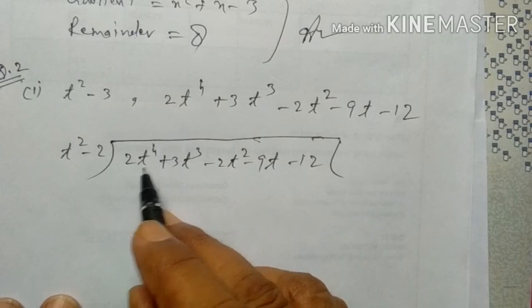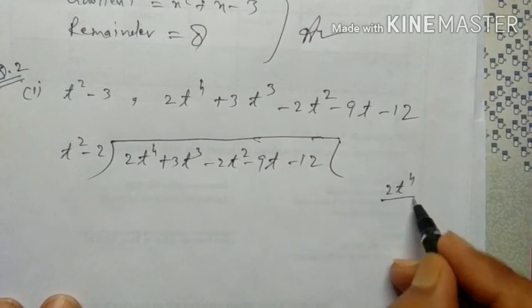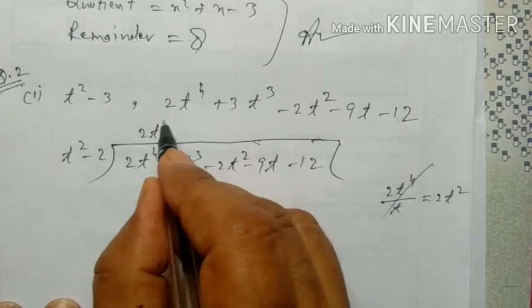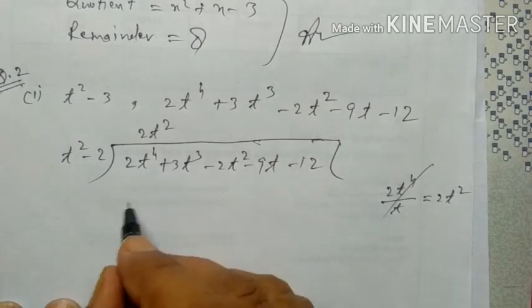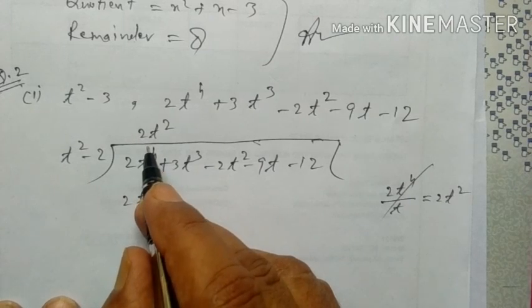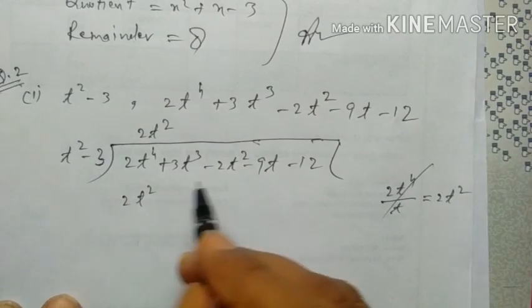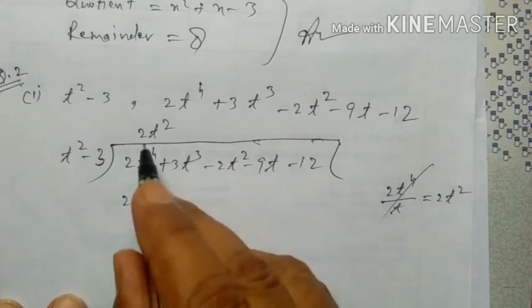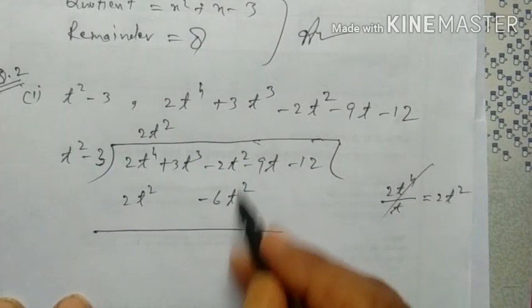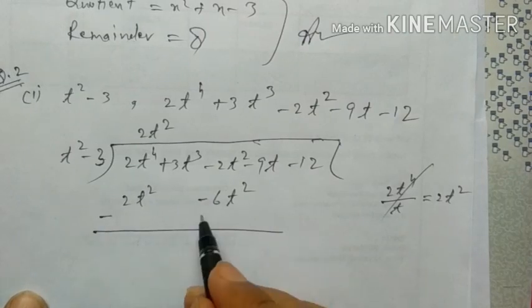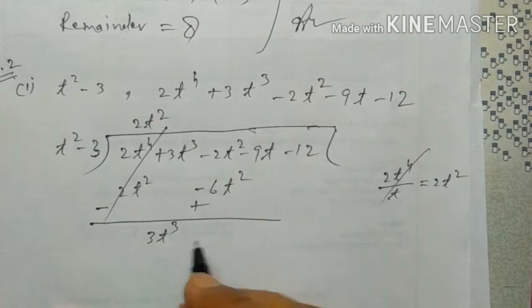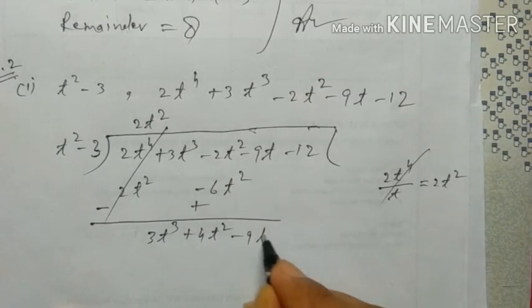Now highest power term is 2t power 4 and here t square. After division we will get 2t square, so here we will write 2t square multiply into this term, 2t power 4 minus, this is 3, so here you will write 3 and 2 3 is 6, minus 6t square. We will write it below the t square. So we subtract, the sign will be changed, minus, this becomes plus 3t power 3 and plus 6 minus 2 plus 4t square minus 9t minus 12.